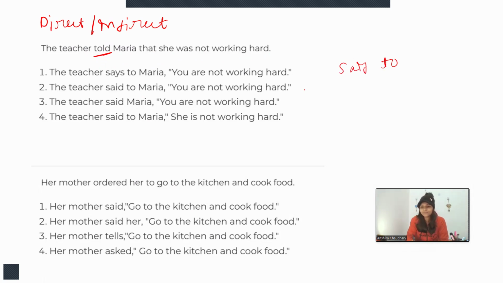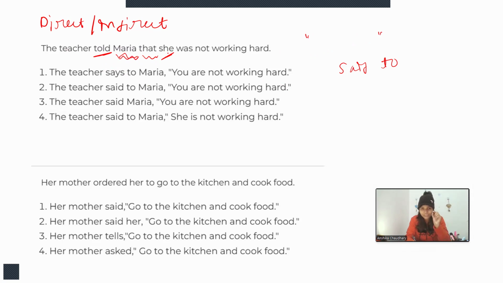And in direct indirect speech, we don't have to change the object and subject. It would be the same only. So the teacher said to Maria, right? Because here two persons are talking to each other. The teacher said to Maria, then this that will become inverted commas, right? In direct speech, they are inverted commas. The teacher said to Maria, then this she will be converted according to this, right?